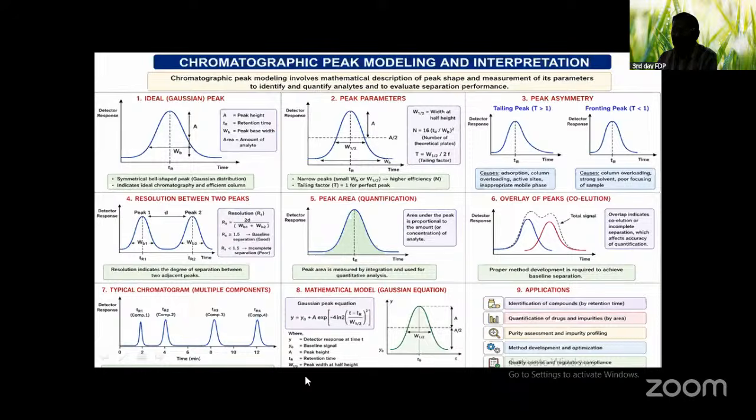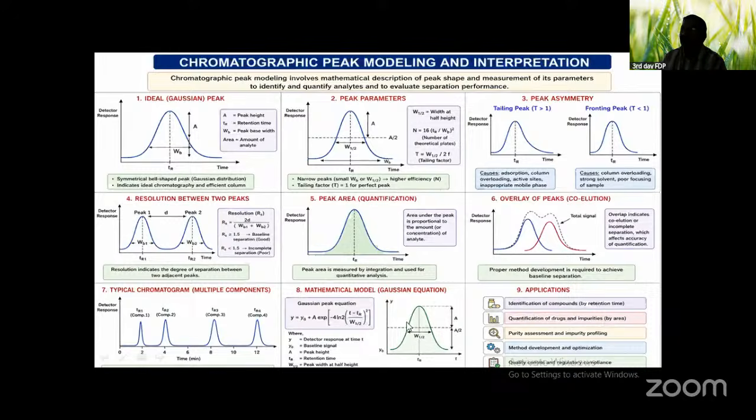By using this software system, using the application of AI, we are able to separate the mixture chromatogram into the individual chromatograms, which has been shown in figure number 7. See here, T1, T2, T3, T4. 4 compounds are separated on the basis of their retention time. Then, by using these mathematical models, we are able to measure several parameters.